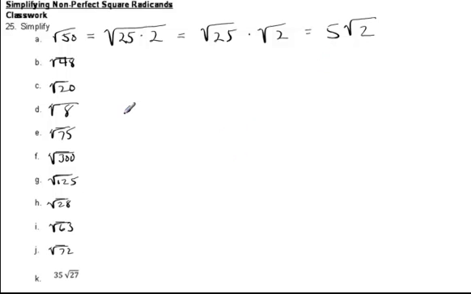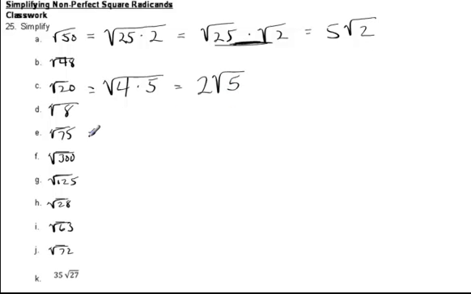Okay, let's go down to C. Square root of 20. Well, that's not a perfect square, so I'm going to have to separate it into 4 times 5, because 4 is a perfect square. Now, I'm going to skip this step right here, because we can do that in our head. So I have the square root of 4, which we know is 2, and then the square root of 5 can't be done, so that guy stays in jail.